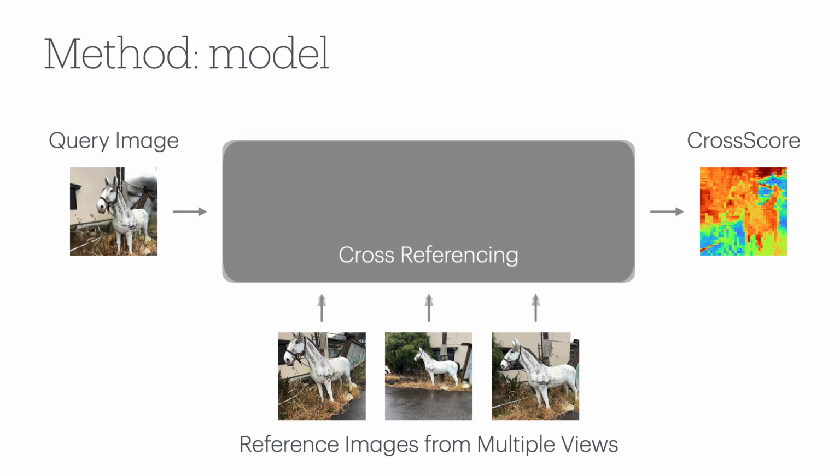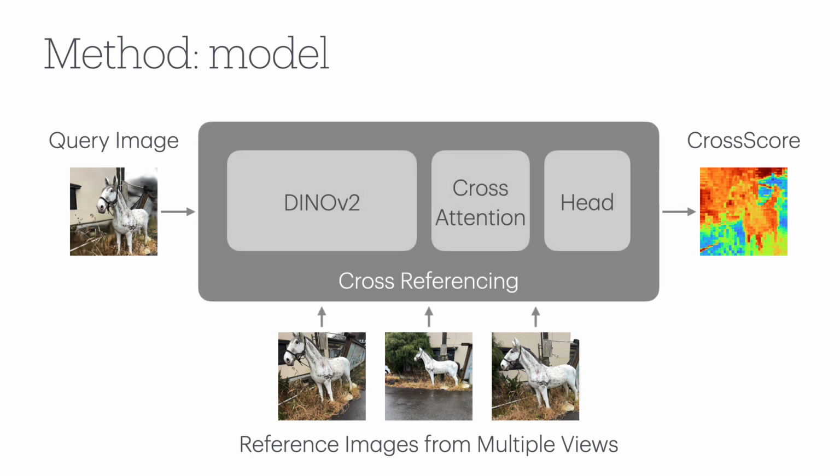Our neural network consists of 3 major modules. The first one is image encoder. In our case, we take a pre-trained DINOv2 as our backbone. This image encoder is applied to both query images and reference images. After extracting image features for both query image and reference images, we apply a cross-attention between the query image and the reference images. After the cross-attention, we apply a shallow neural network to regress an image score map for the query image. We name the result as CrossScore.